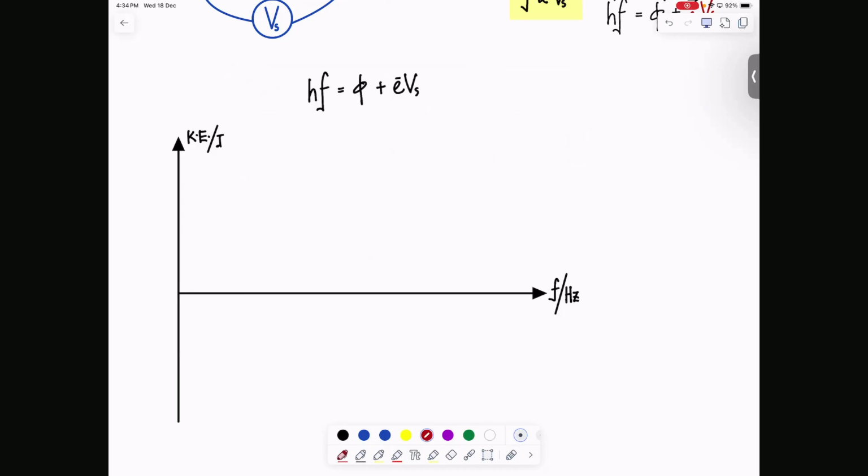Because y-axis beta, right? So EVS is equal to what? HF minus phi. This whole thing is my what axis? Y-axis. F is my what axis? X. So H is my what? Gradient. And phi is my what?